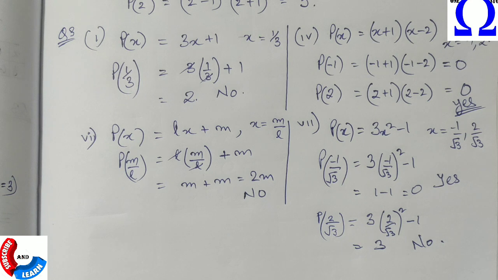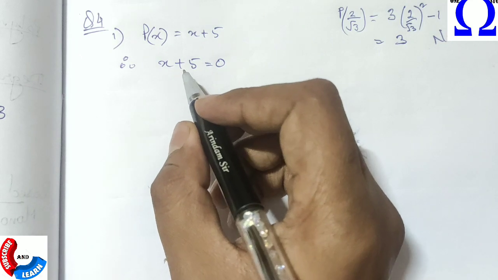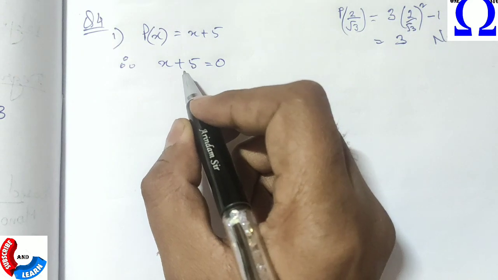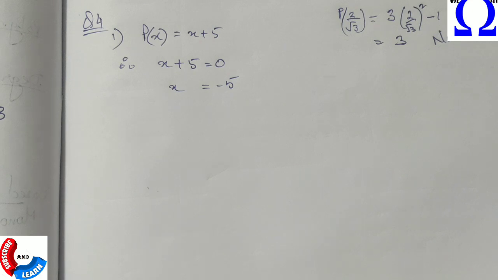Now let's go to question number 4, in which we need to find the 0 of the polynomial. So here students, we need to find the value of x for which the polynomial x plus 5 will become 0. So we will directly equate this polynomial to 0, because the value of the whole polynomial will eventually become 0. By the transposition method we get x equal to minus 5, and this is the 0 of the polynomial x plus 5.